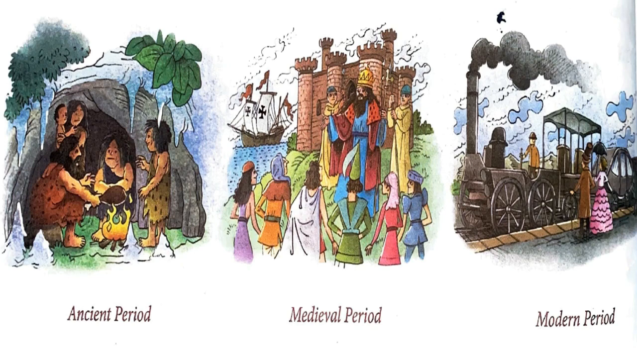The modern period refers to the history of recent times. This period extends to the present, where many new inventions and ideas have changed the world.